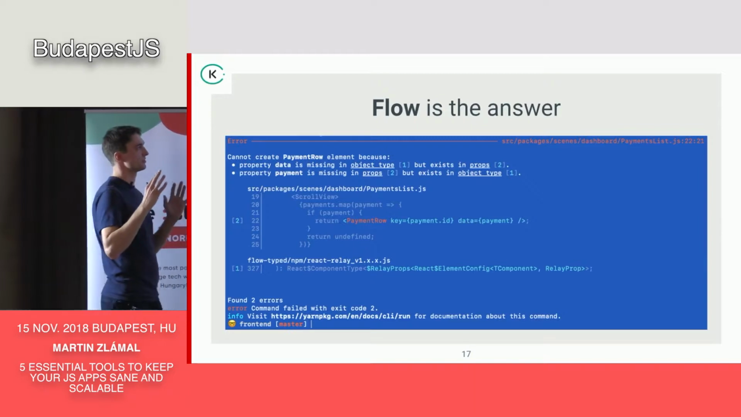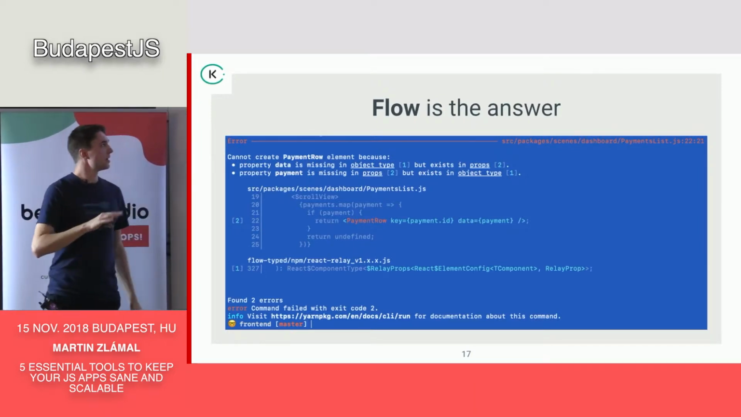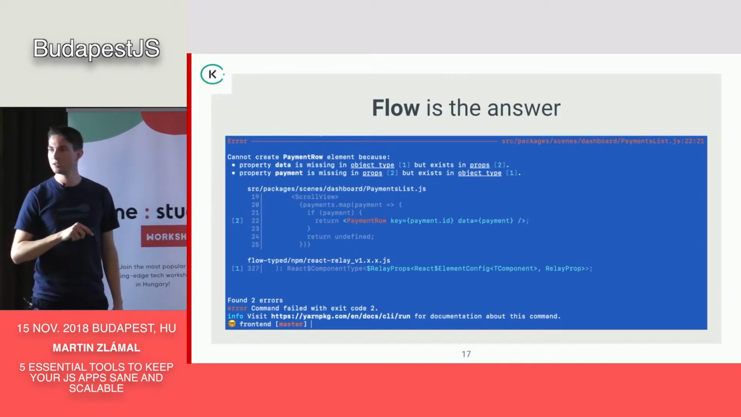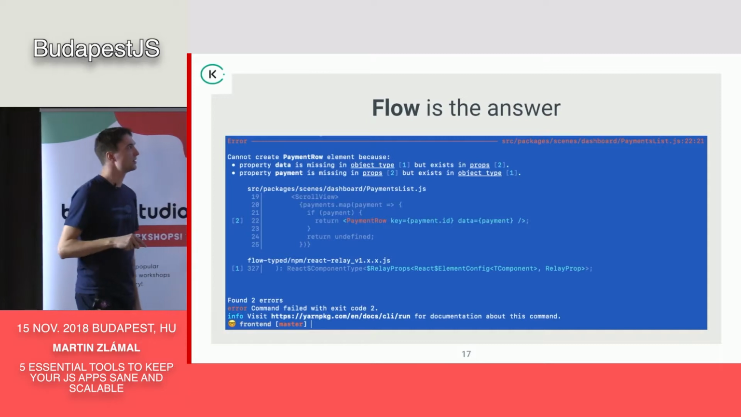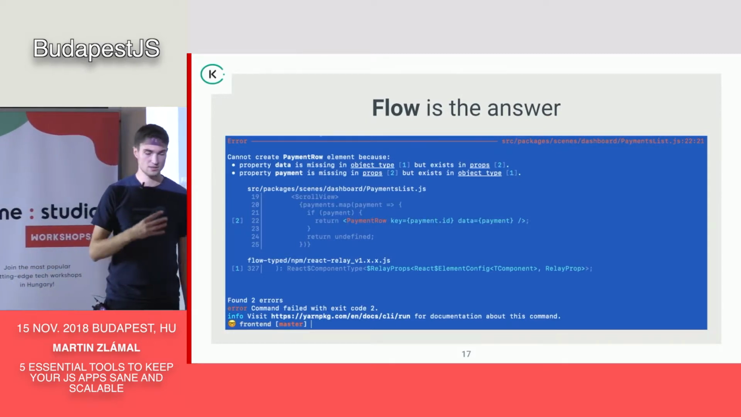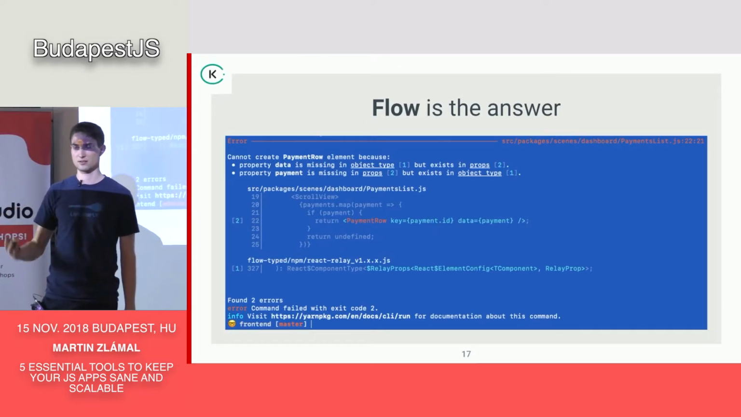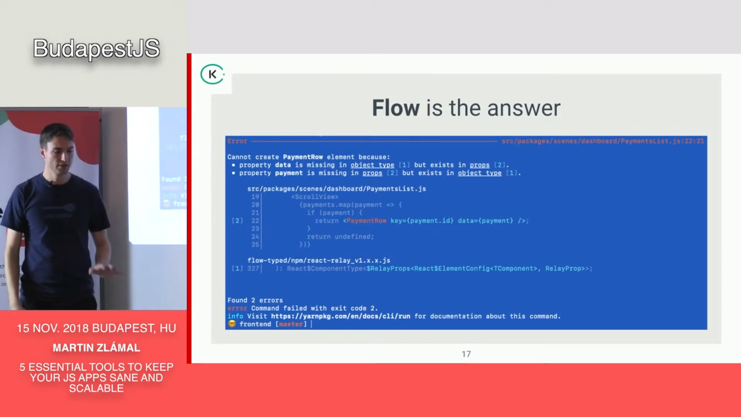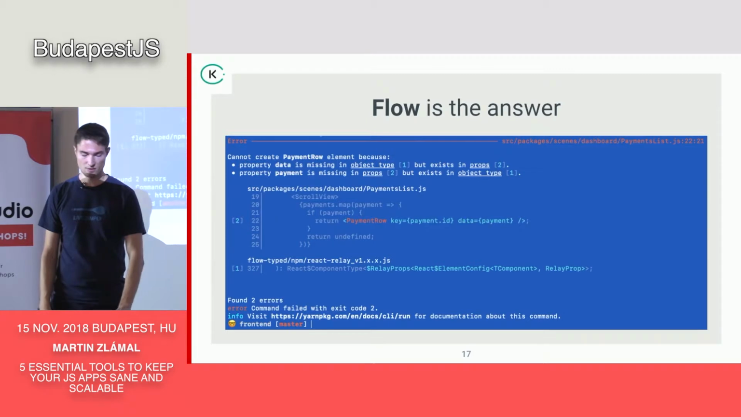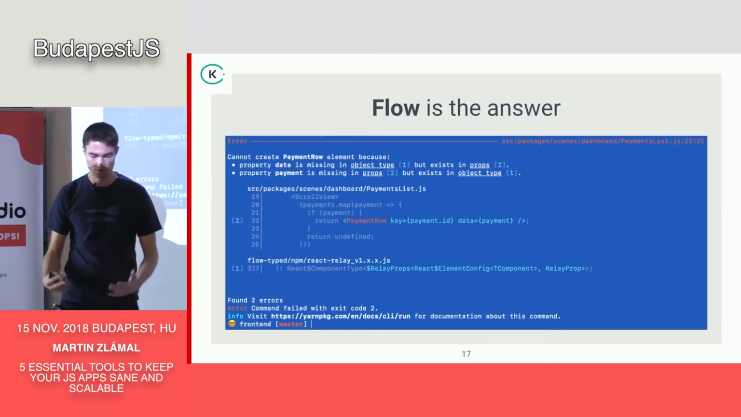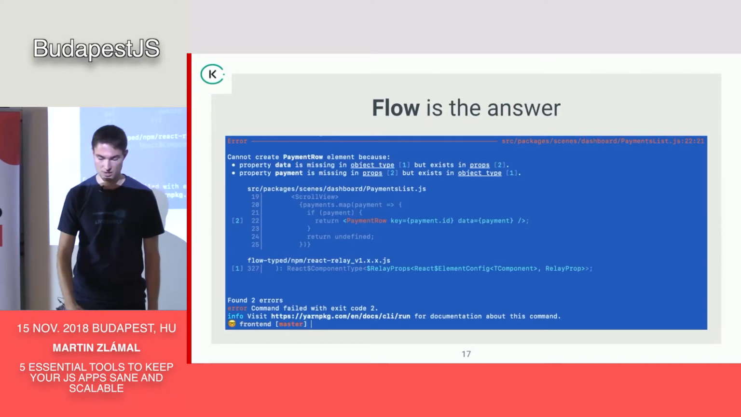So I will try to say it completely differently now. I am using property data here, but it should be payment. This property should be called payment. And this is basically what is written here. And so you can see that if you learn how to read these sometimes complicated errors, you can fix these issues before you even send the code into your continuous integration server. This is super important, especially if you have really many components.